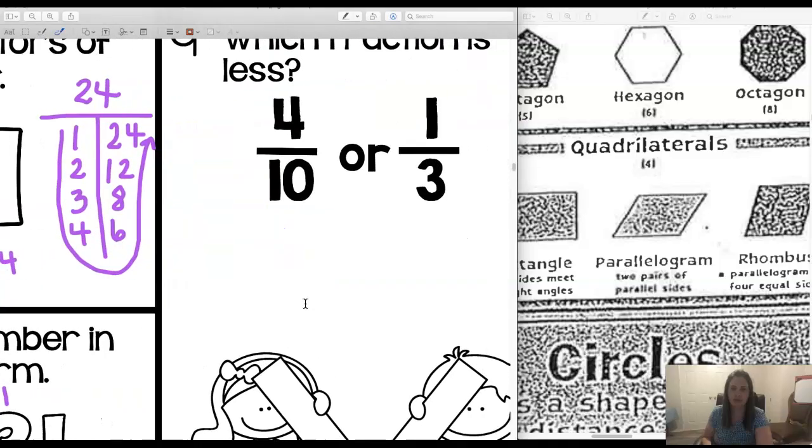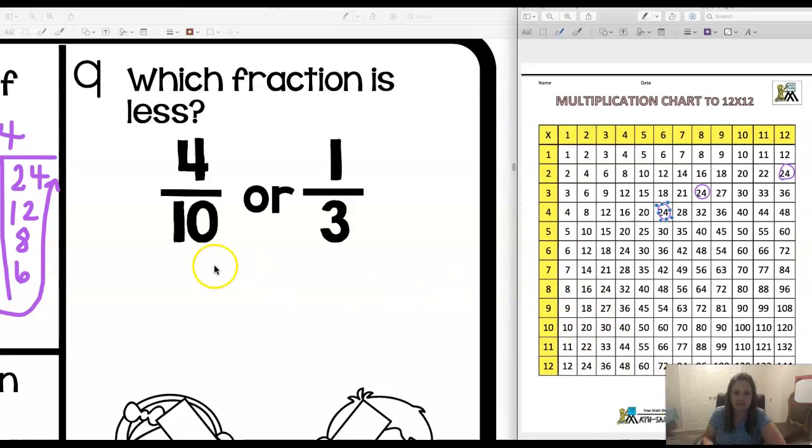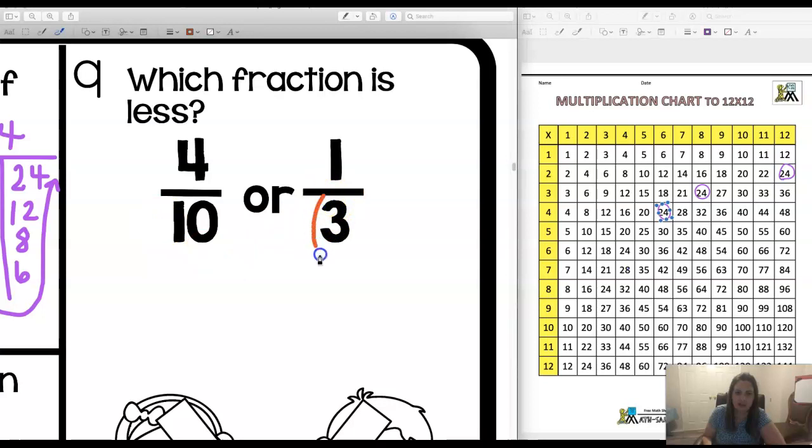Okay, let's go up to question number 9. Which fraction is less? Now remember, if you have 2 different denominators, you cannot decide which one is greater or less. You need to have an equivalent fraction. So the way we learned how to do it is that I take this denominator, 3, and I multiply it over here on the top and the bottom. Because we know that 3 over 3 is equal to 1, and that's how I keep my fraction equivalent. So 10 times 3 equals 30. 4 times 3 equals 12. 12 thirtieths is equivalent to 4 tenths.